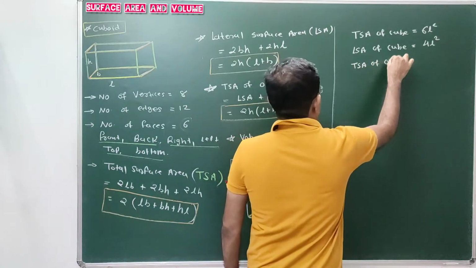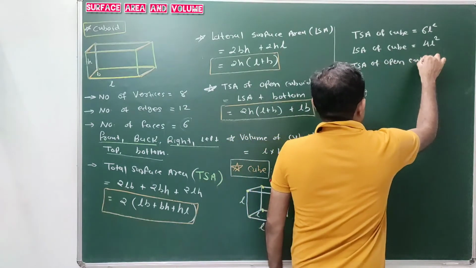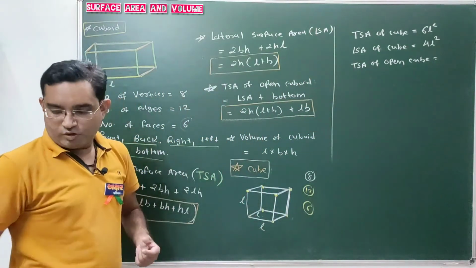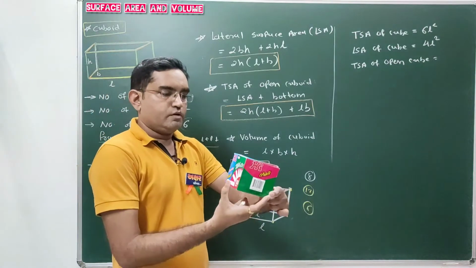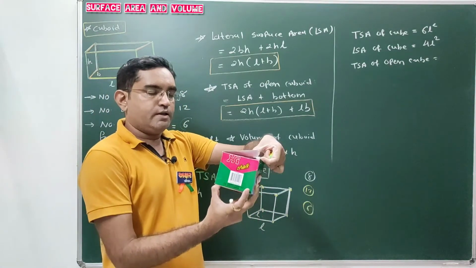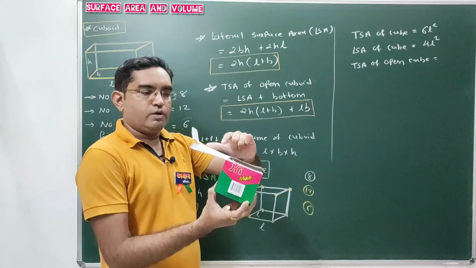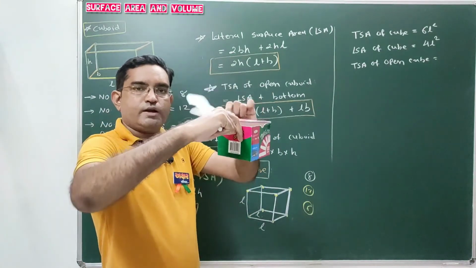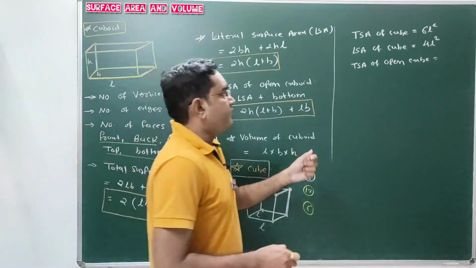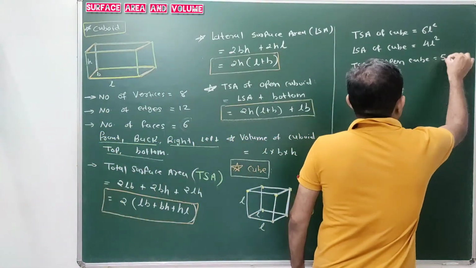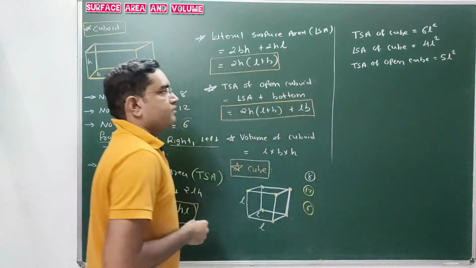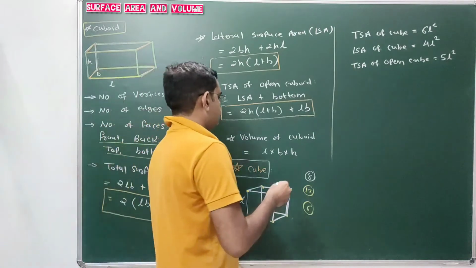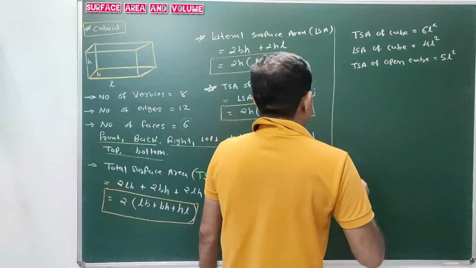Then total surface area of open cube. For open cube, we have to consider lateral surface area plus bottom. This is one cube. For open cube, we have to neglect the top surface; we have to remove this top surface. Then how many surfaces are there? Lateral surface area plus bottom. We neglect this top face, so total 5 faces are there. So it's 5L square. Done. Also the total length of edges, that we left out here, we will do later.